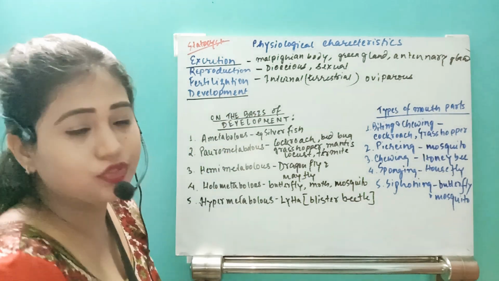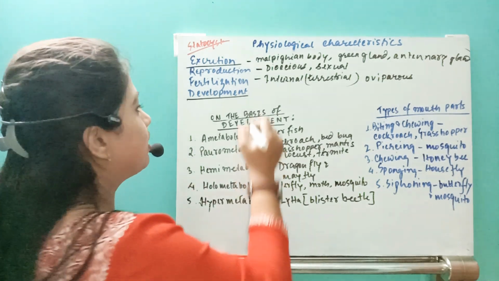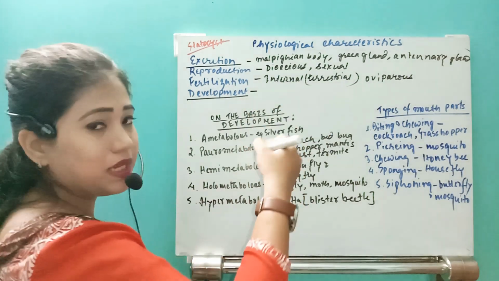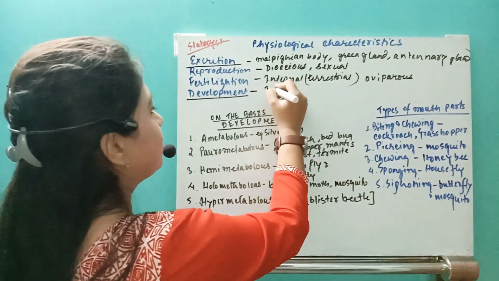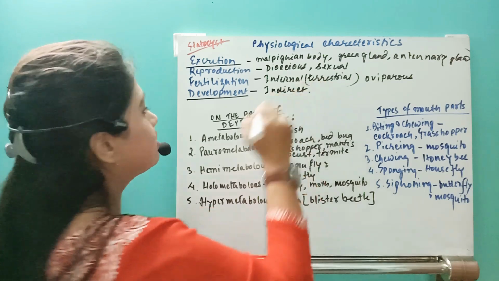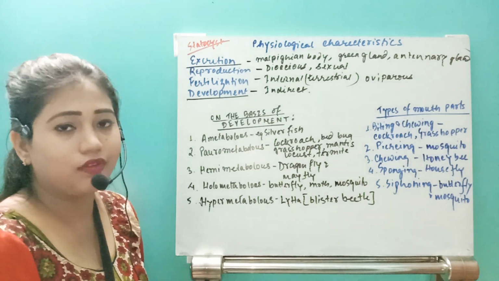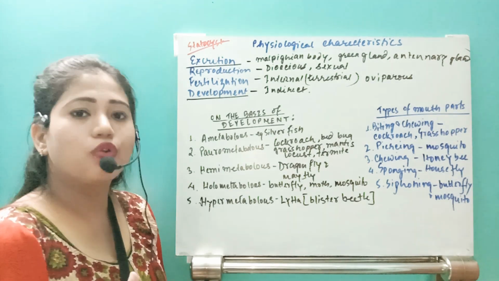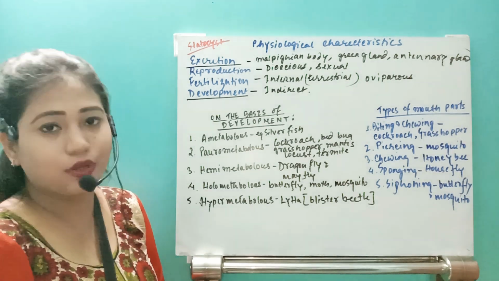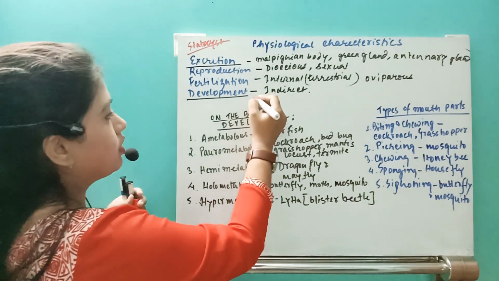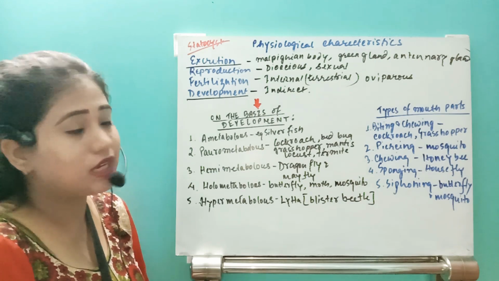Now come to the development. The last point in the physiology is development. If it comes to development in the phylum Arthropoda, the development will vary species wise. The development will be different, but yes, indirect development is there. That means they may have larvae or they may not have. So depending upon metamorphosis, we are going to have different types of species. Let us see all those on the basis of development.